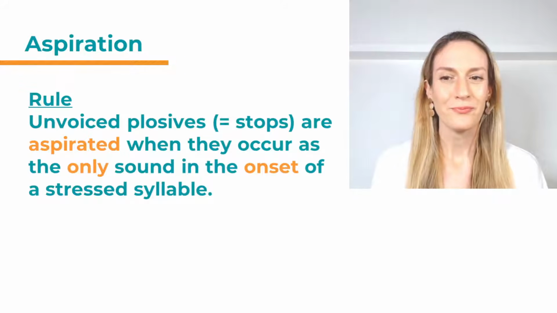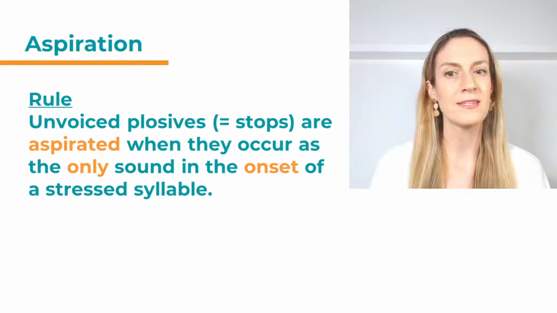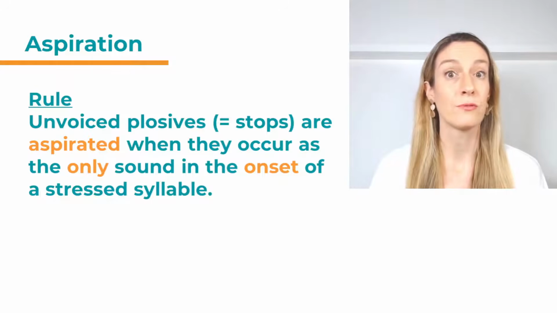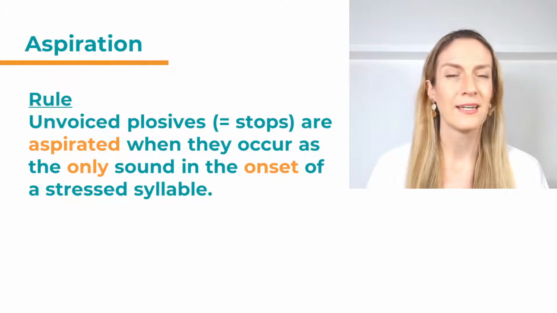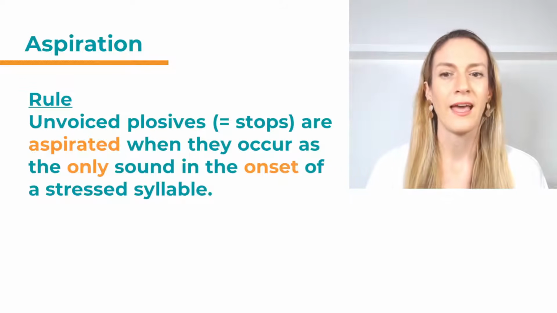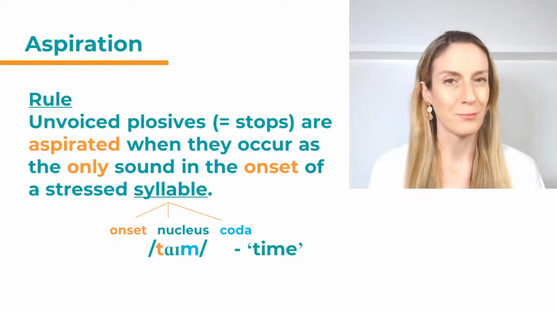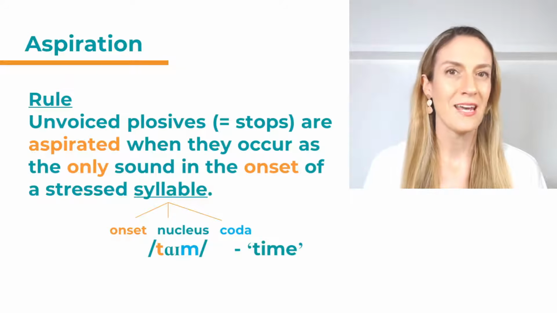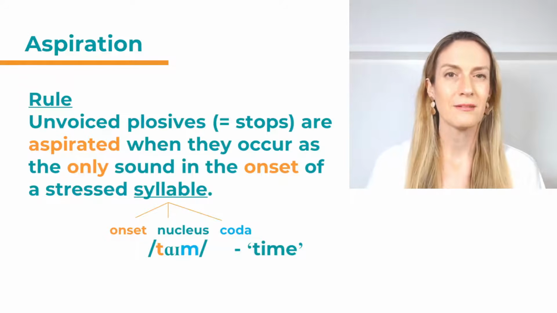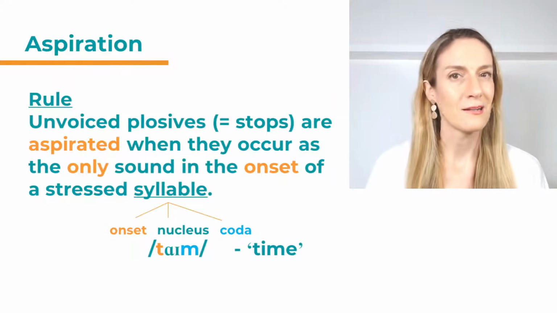So we say that unvoiced plosives are aspirated when they occur as the only sound in the onset, so before the vowel in the syllable, and it's the only sound. There's not another consonant with them. And they occur in the onset of a stressed syllable, so the syllable also has to be stressed. Now, here is an example. The word time. Time only consists of one syllable, and it's a noun, so it's usually stressed. So it's a little bit easier.